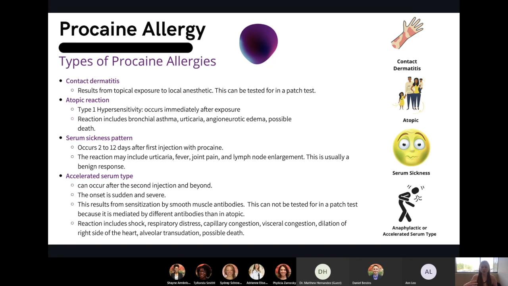And what makes this one scary to me is that it's hard to predict how your patient will react to the local anesthetic. And that's because they could have however many injections and still have an allergic reaction. And with the serum sickness pattern, they could have a reaction even days after they had an injection.